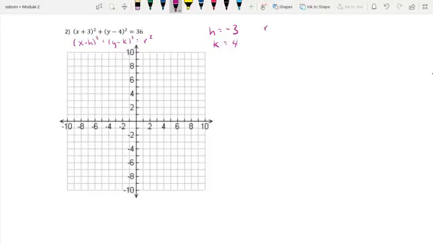Now recall that r squared is equal to 36, which means that r is equal to 6. Keep in mind that r is a measure of distance, which is why we're looking at just the positive when we use our square root principle.